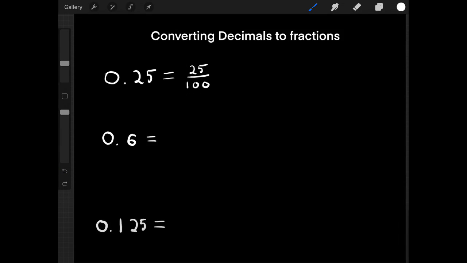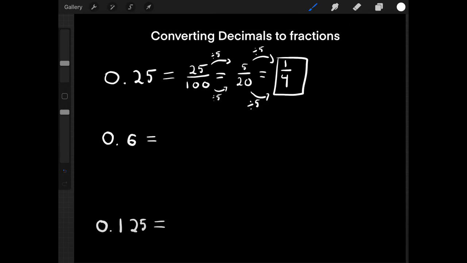Now the next step in this process is to simplify this fraction down. And we do this by taking 25 and dividing it by 5, and we do the same with the denominator. Now what we end up getting is our simplified fraction, and right now it is 5 over 20. And since that can be simplified once more, we divide the numerator and the denominator by 5. Then we should get 1 over 4, or 1/4.